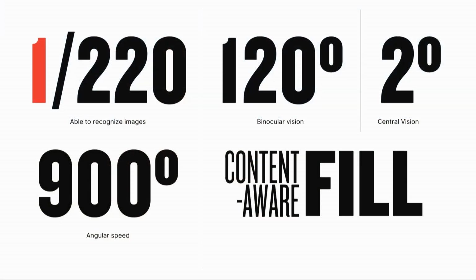Our binocular vision, which is our 3D vision that we see with both eyes, goes up to 120 degrees. Our central vision, which is where we see sharp, is only 2 degrees, which doesn't seem like a lot. But if you consider that you can move your eye up to 900 degrees per second, it's okay. And finally, our brain has the best content-aware fill feature that you can encounter out there. Photoshop has nothing to do with it.